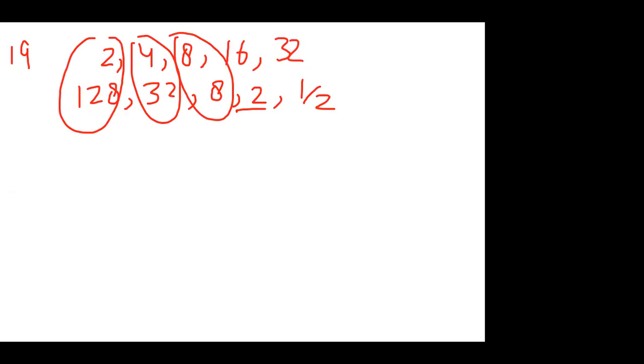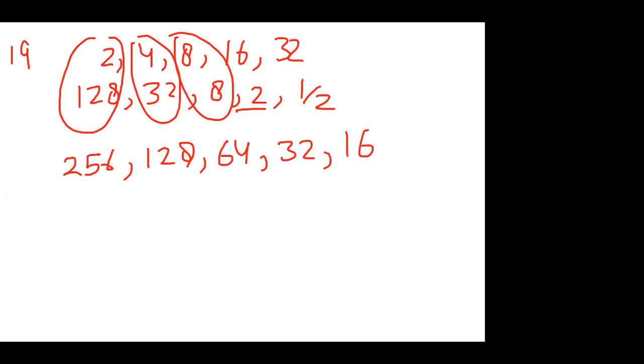So it will be 2 into 128, 256. 32 into 4, 128. 8 into 8, 64. 16 into 2, 32. 32 into 1 by 2 will be 16. Now we need to find their sum. Once this question was given in the exam, the child did this much and then added directly. But you have to use geometric progression.